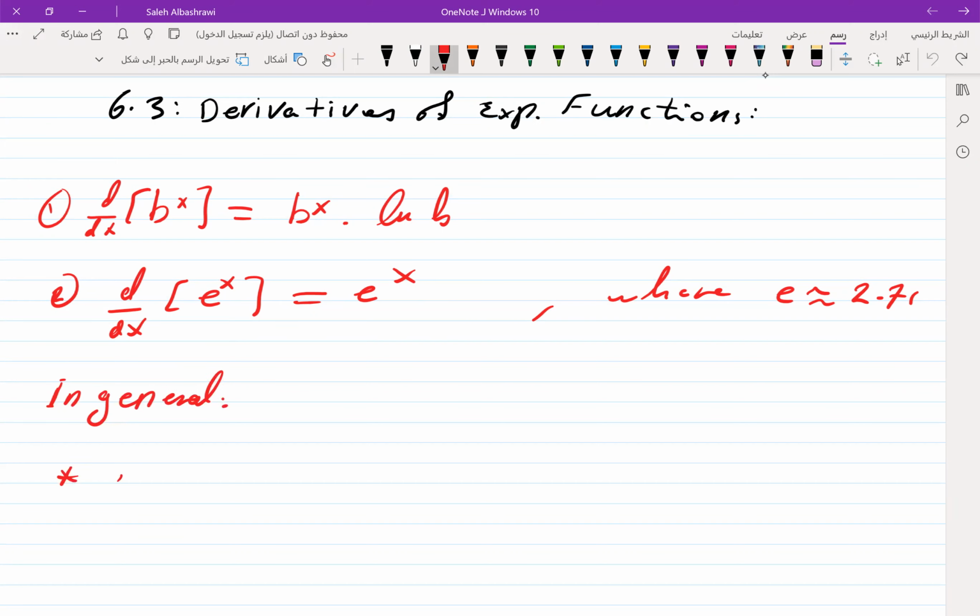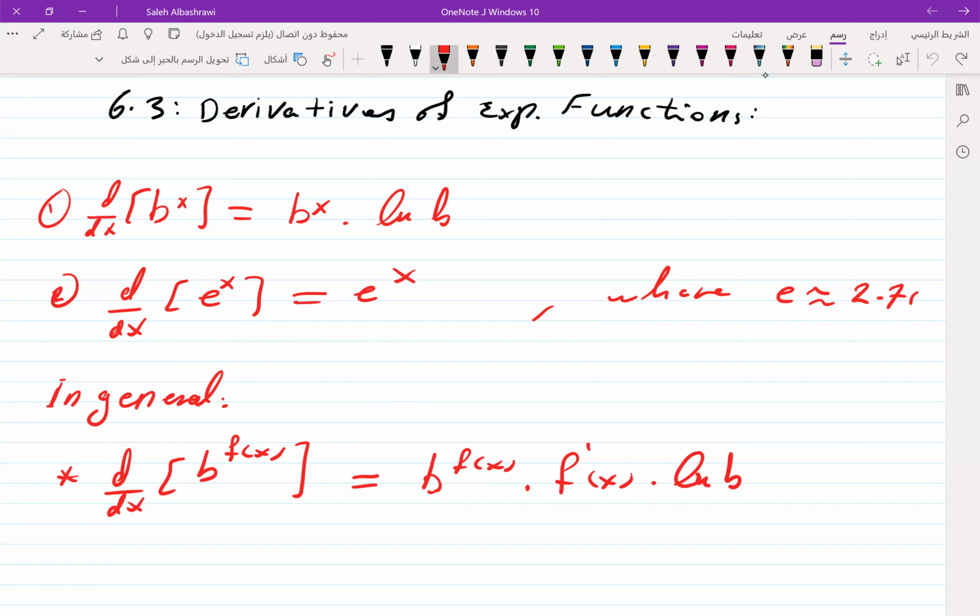In general, the derivative of the exponential function b to the power f of x is the general form when the power is not equal to x. This is equal to b to the power f of x multiplied by the derivative of the power multiplied by ln of the base. This is the general form of the derivative of the exponential function.